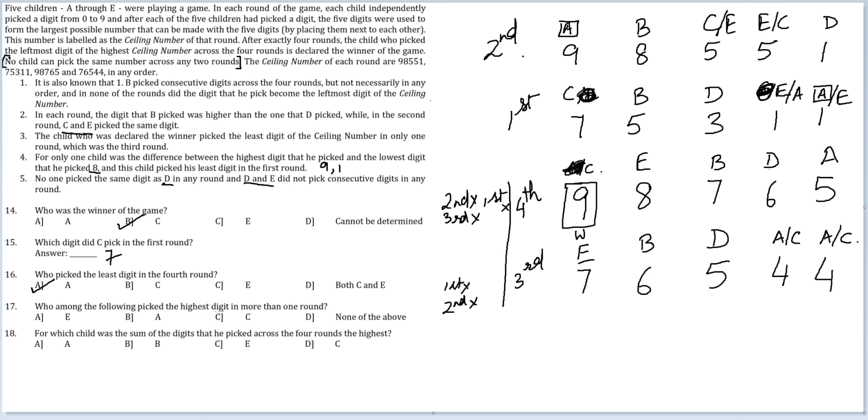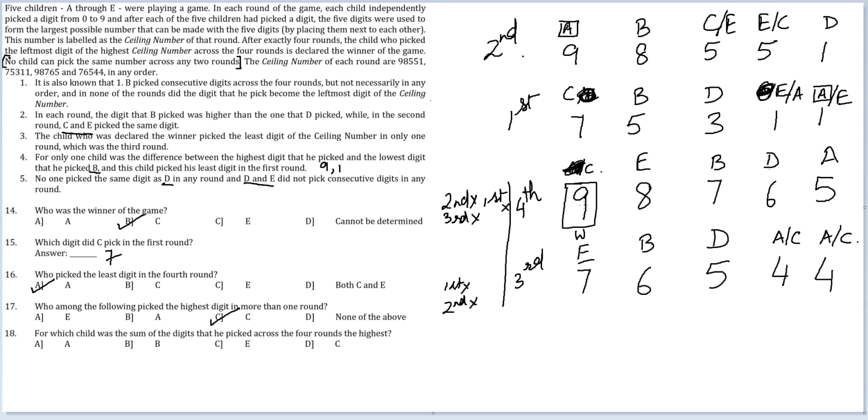Who among the following picked the highest digit in more than one round? The highest digit was picked in more than one round just by C. So the answer for question number 17 will be option C. For which child was the sum of digits he picked across the 4 rounds the highest? C seems like a natural candidate for this because he has the highest in 2 rounds.